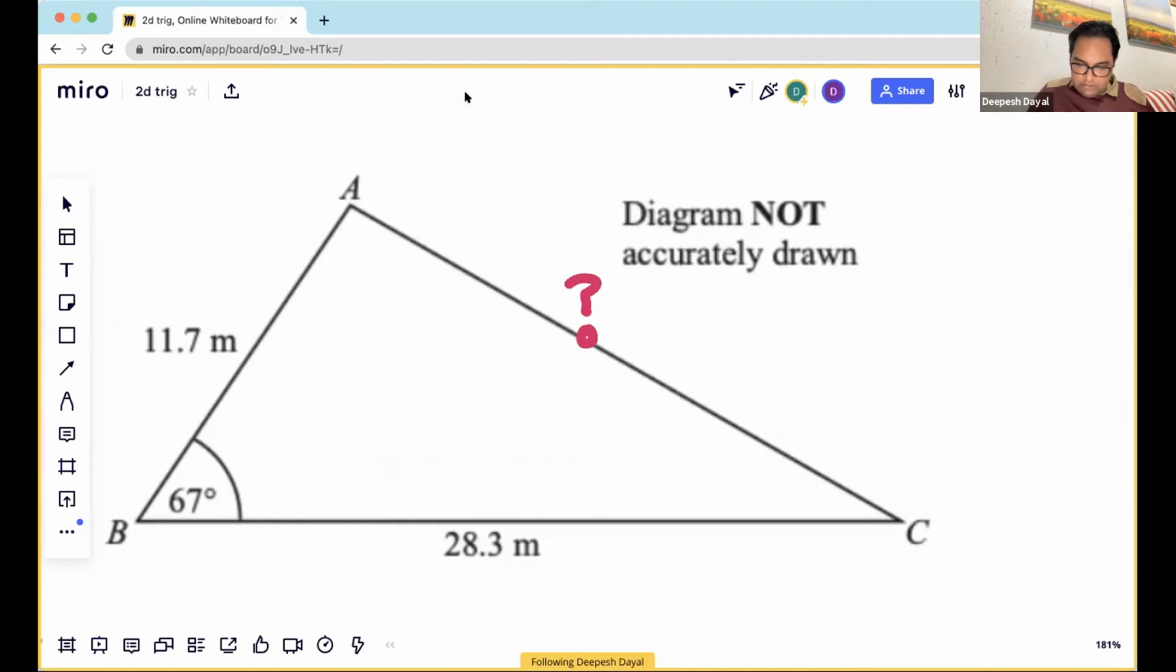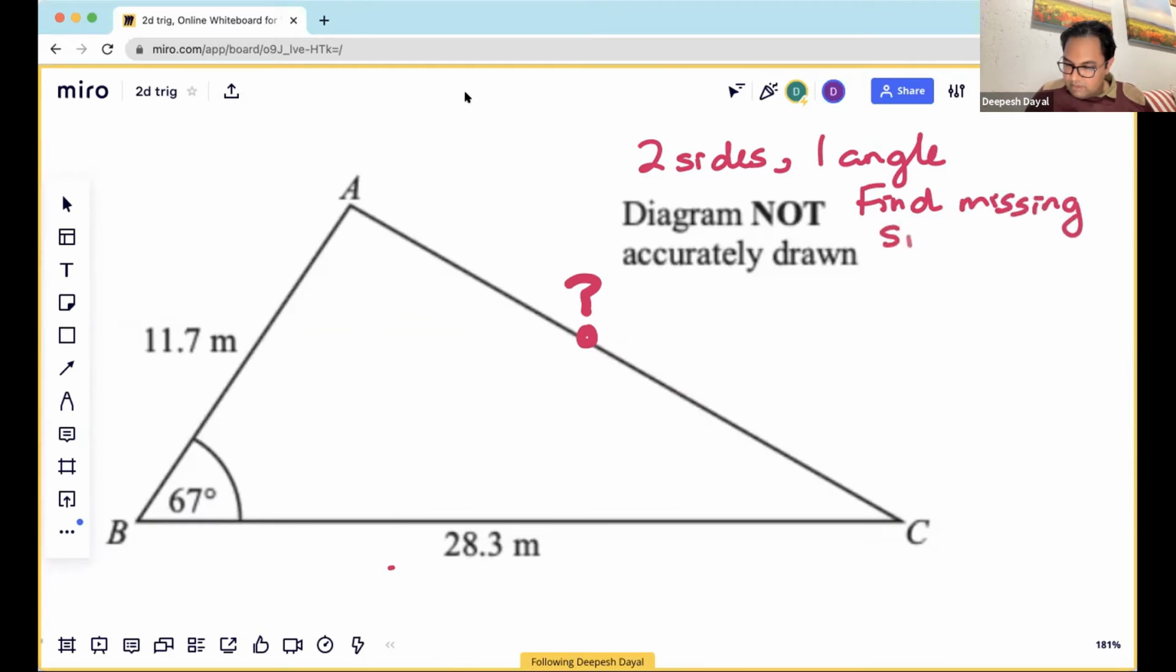Okay, so what are we going to do? How do we find AC? This is the one where we use the cos rule. So we've got two sides and we've got an angle and we want to find the missing side. So let's write that down. We've got two sides and one angle, and we want to find the missing side. And the missing side must be opposite that angle, right?